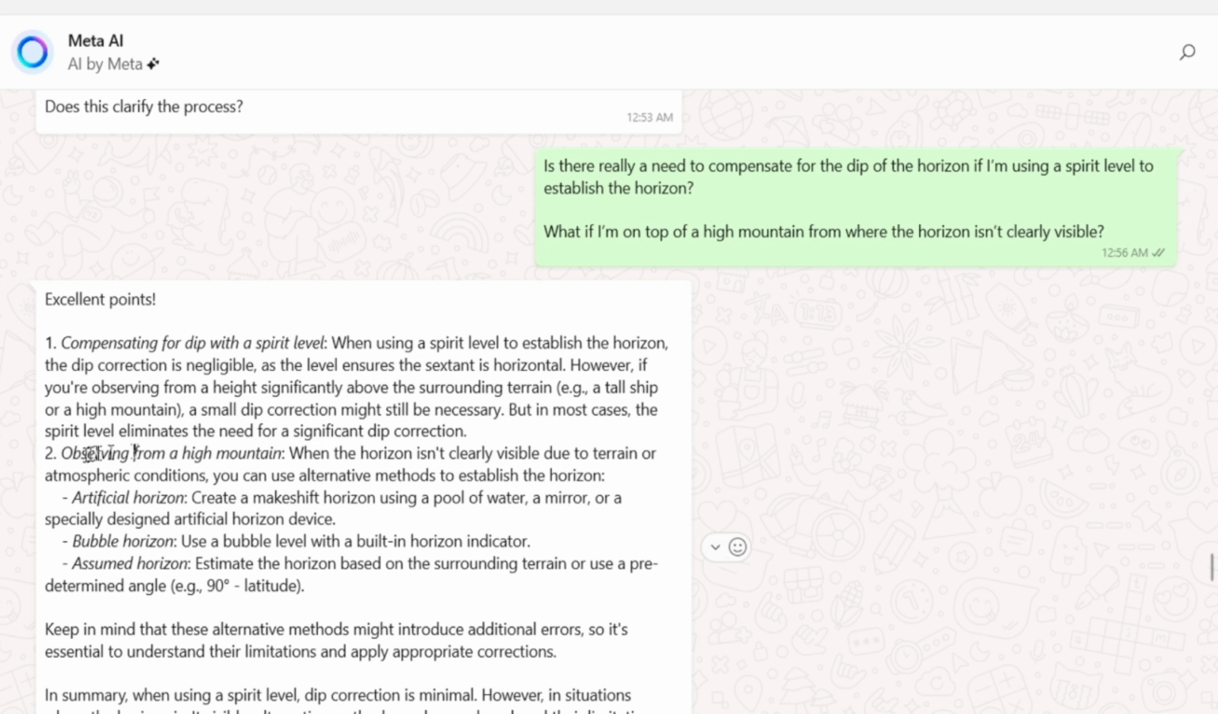Second, observing from a high mountain. When the horizon isn't clearly visible due to terrain or atmospheric conditions, you can use alternative methods to establish the horizon. Artificial horizon. Create a makeshift horizon using a pool of water, a mirror, or a specially designed artificial horizon device. Second, bubble horizon. Use a bubble level with a built-in horizon indicator.